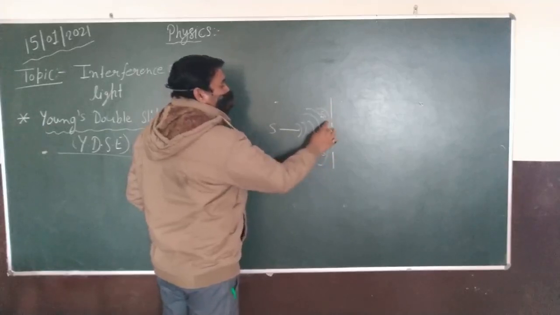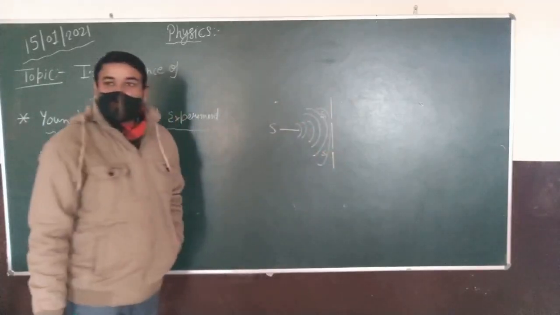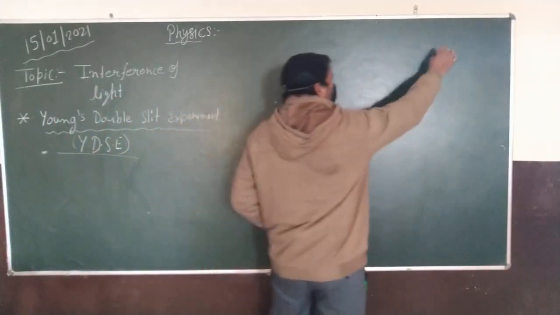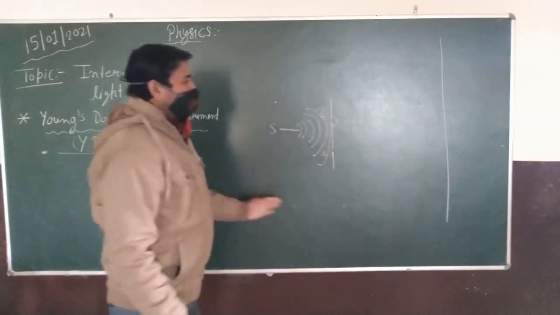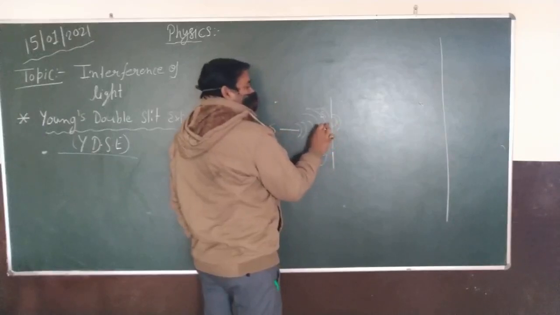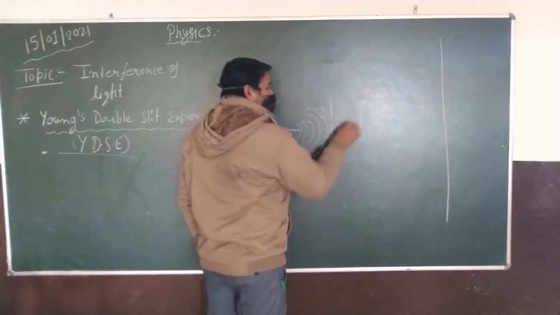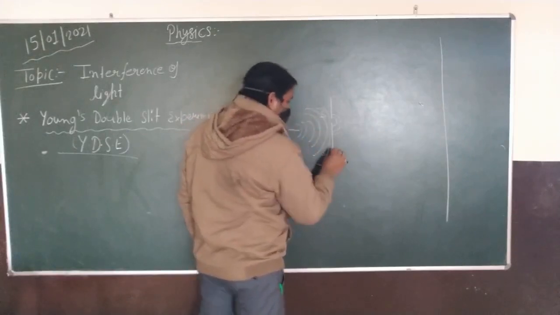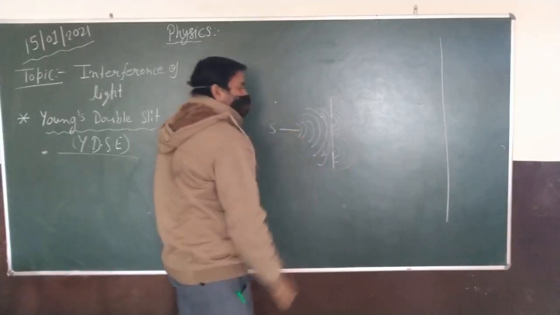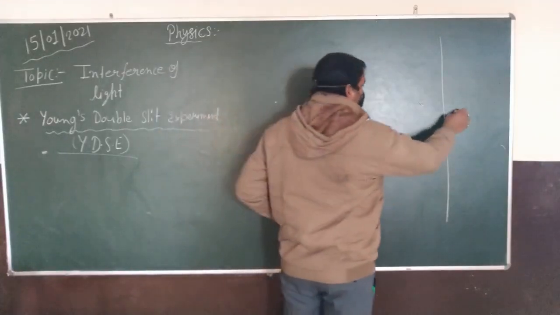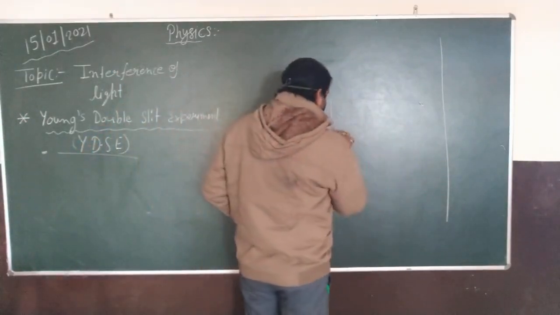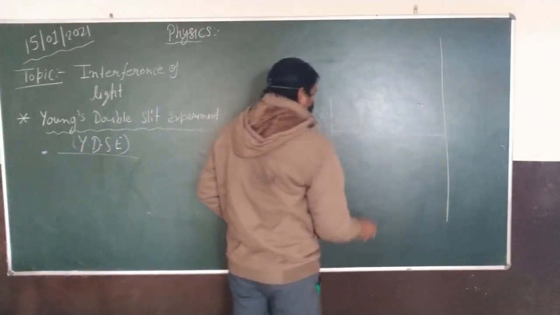reach S1 and S2, and here the secondary wavelets are emitted. Suppose we have a screen in front of these two sources, then the waves from S1 are traveling in such a way, and the waves from S2 are also traveling in such a way, and after some time they will reach the screen. Suppose the screen is placed at a distance D.